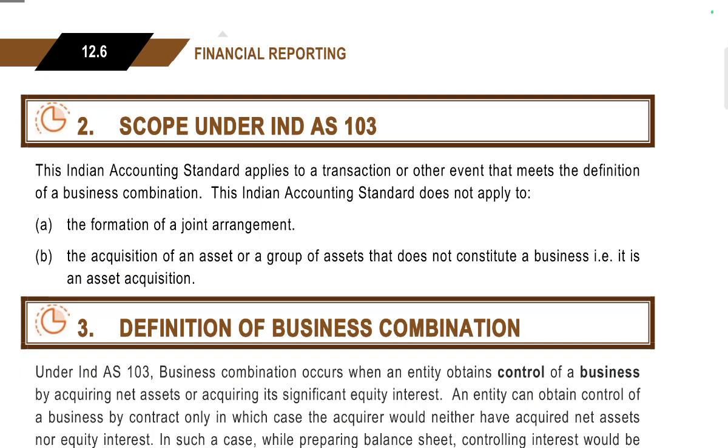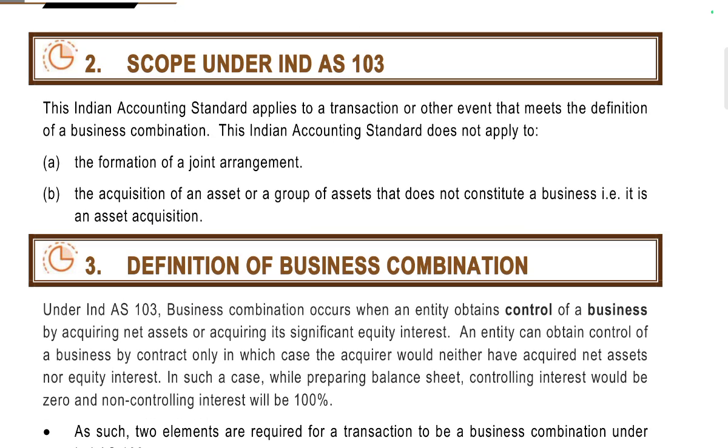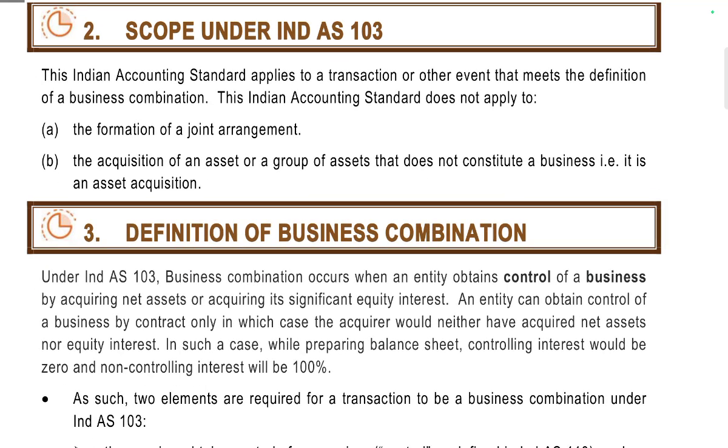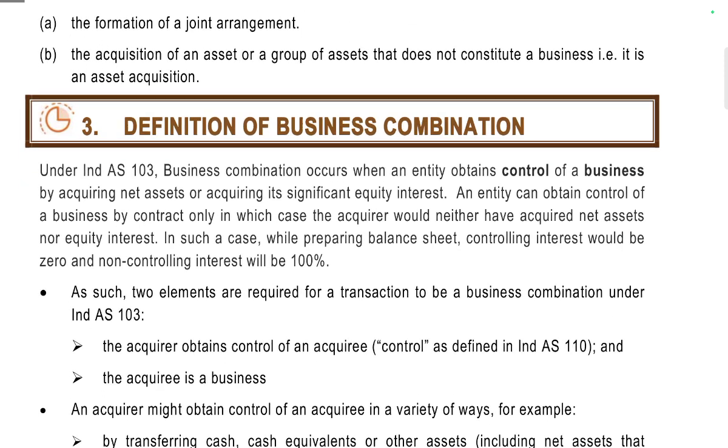Scope under Ind AS 103. Ind AS 103 applies to a transaction or other event that meets the definition of a business combination. The standard does not apply to the formation of a joint arrangement or the acquisition of an asset or group of assets that does not constitute a business. It is an asset acquisition.